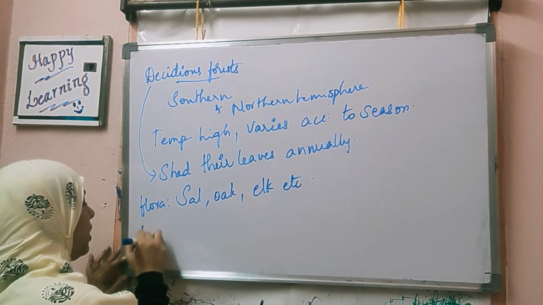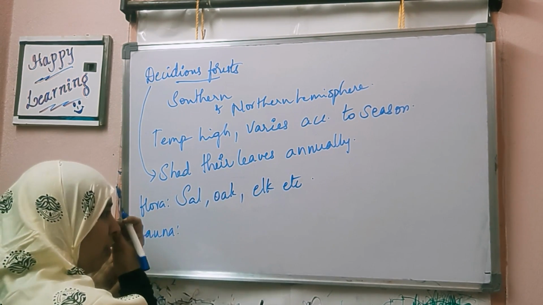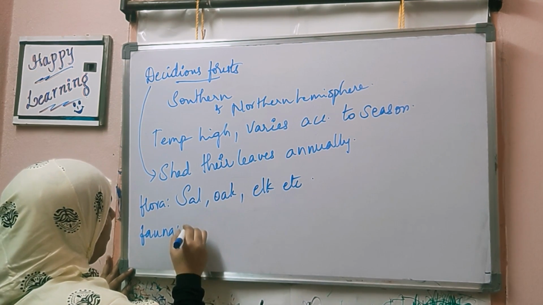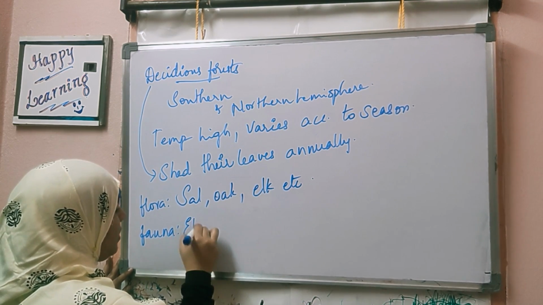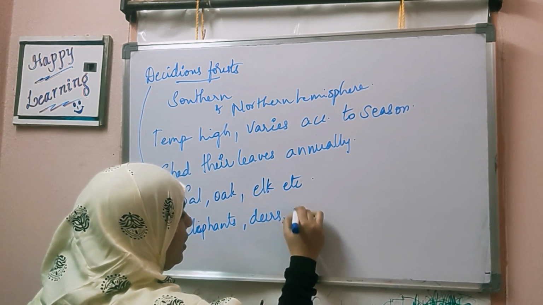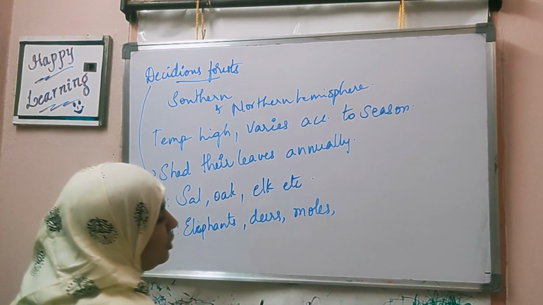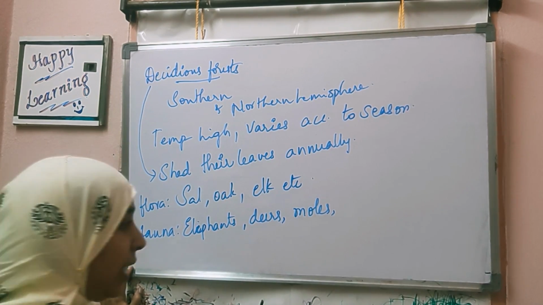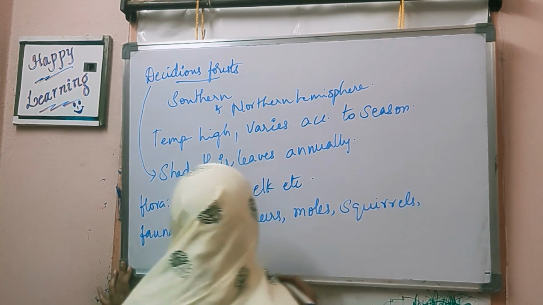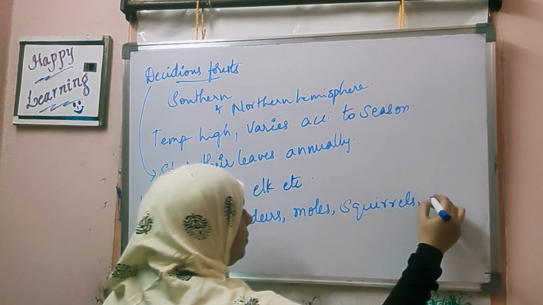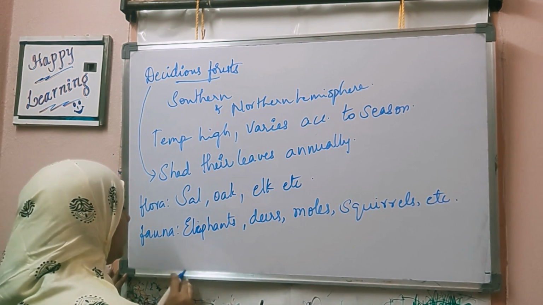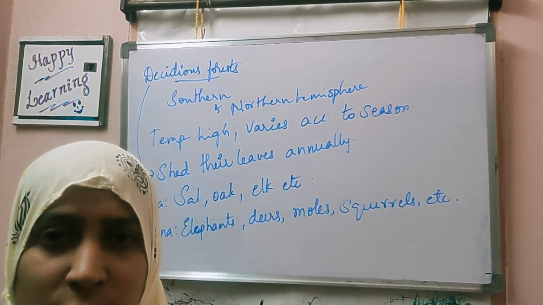What are the fauna found here? Elephants, deer, and even small organisms like moles. Moles look like a rat. Squirrels are also found, a lot of squirrels, etc. These are the organisms found in the deciduous forest.